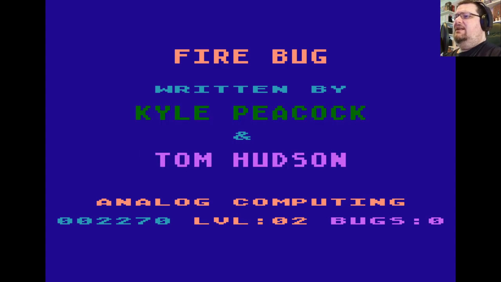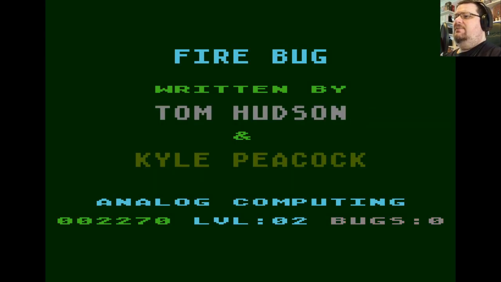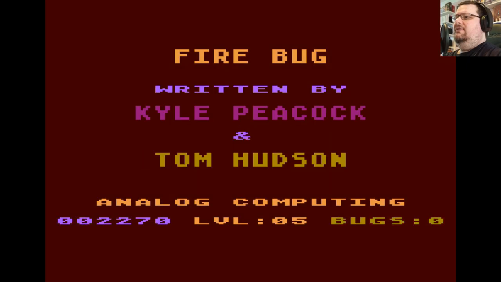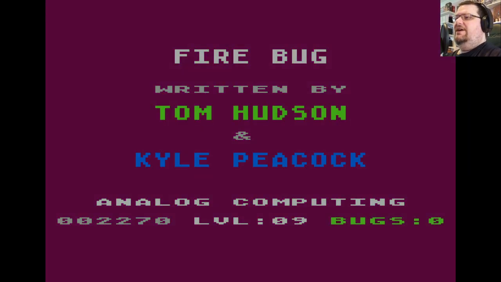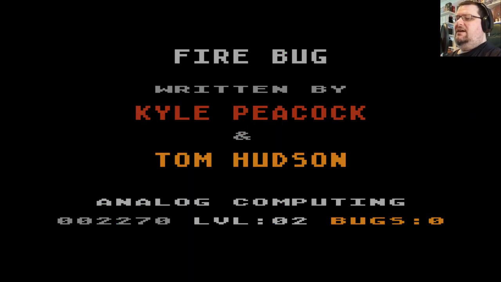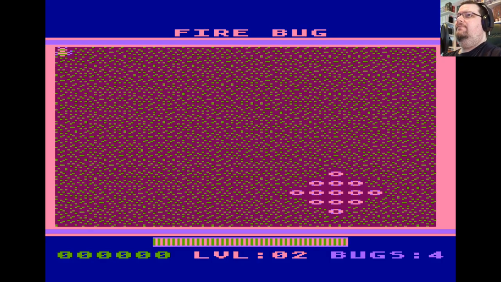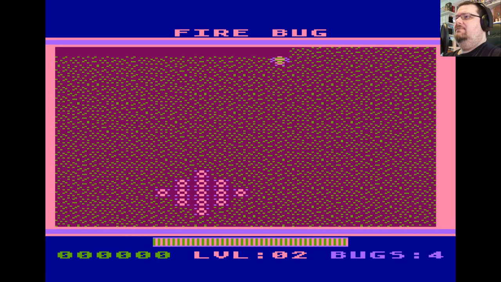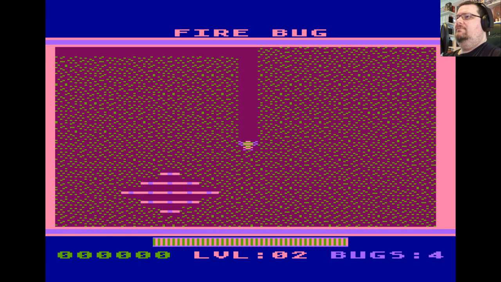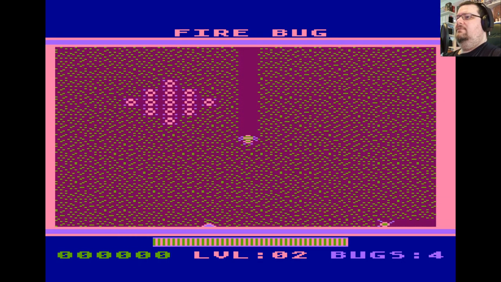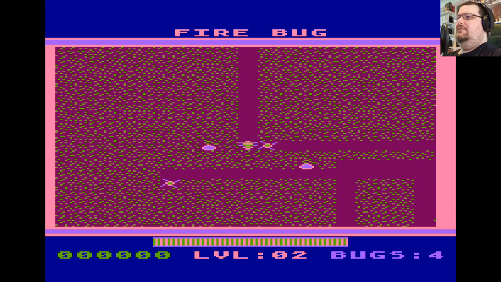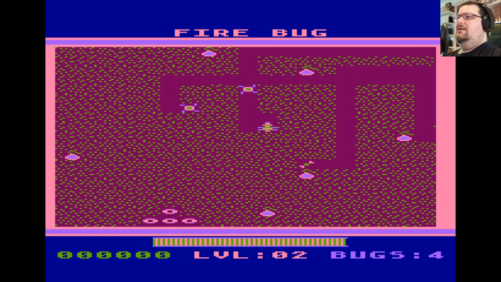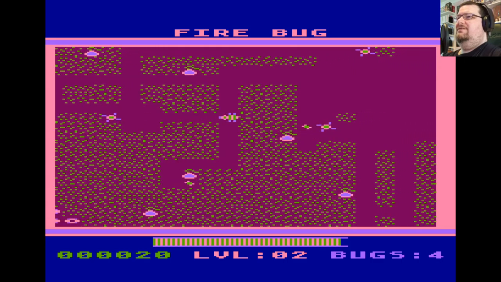Now, I believe if you press a number key, you can start from that level. Yeah, if you look down at the bottom, you can start at any level up to 9, I think. Let's have another go at level 2, since that's where we got to before. And let's see if we can't do a little bit better for our children.